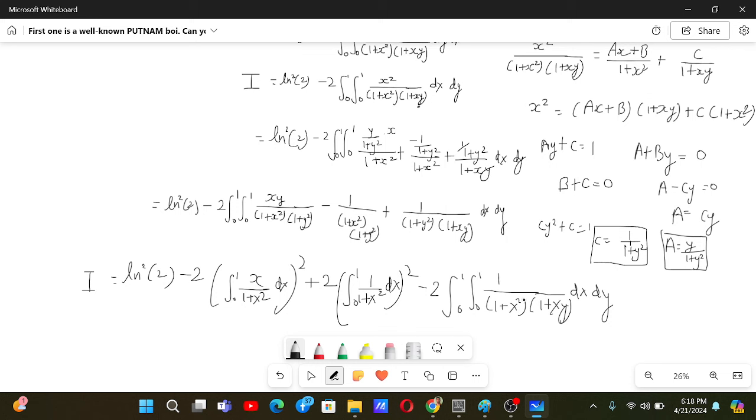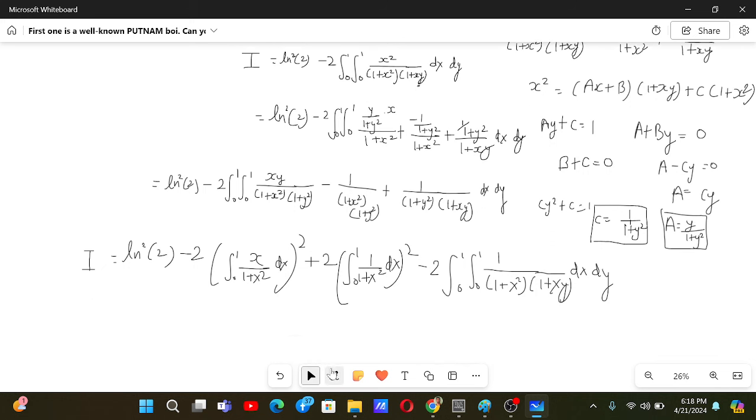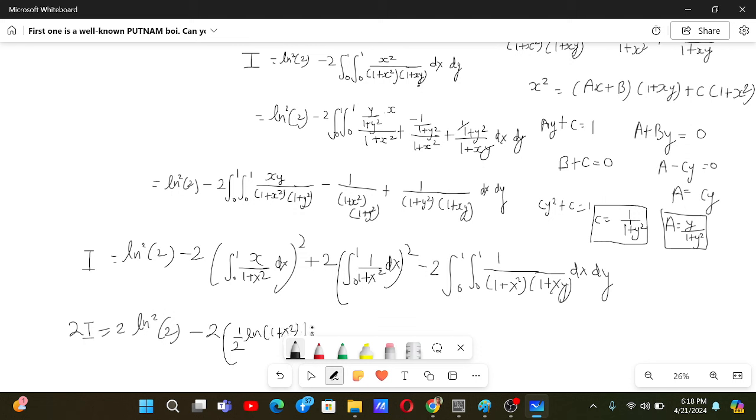Yeah, and the denominator is the same, so we can add the numerators, and there's cancellation after that, so that's a good thing. So if I add these two integrals, I basically have 2I equals 2 times ln squared 2 minus 2 times 1 by 2 ln of (1 plus x squared) from 0 to 1, squared, plus 2 times tan inverse x from 0 to 1, squared.